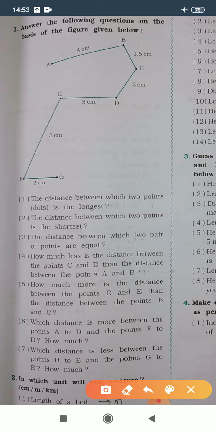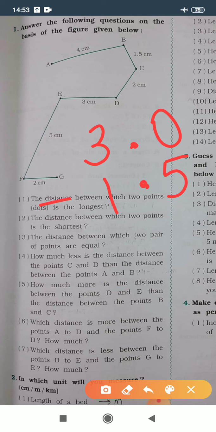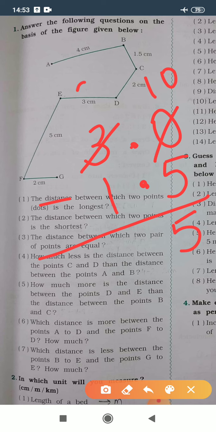Again I am going to show you the calculation of subtracting decimals, 3.0 minus 1.5. We'll cut 0 and we'll write here 10. 10 minus 5 gives you 5. This 3 will be cut and we'll write here 2. 2 minus 1 gives you 1, and the point will come as it is after 1 digit. So your answer is 1.5.